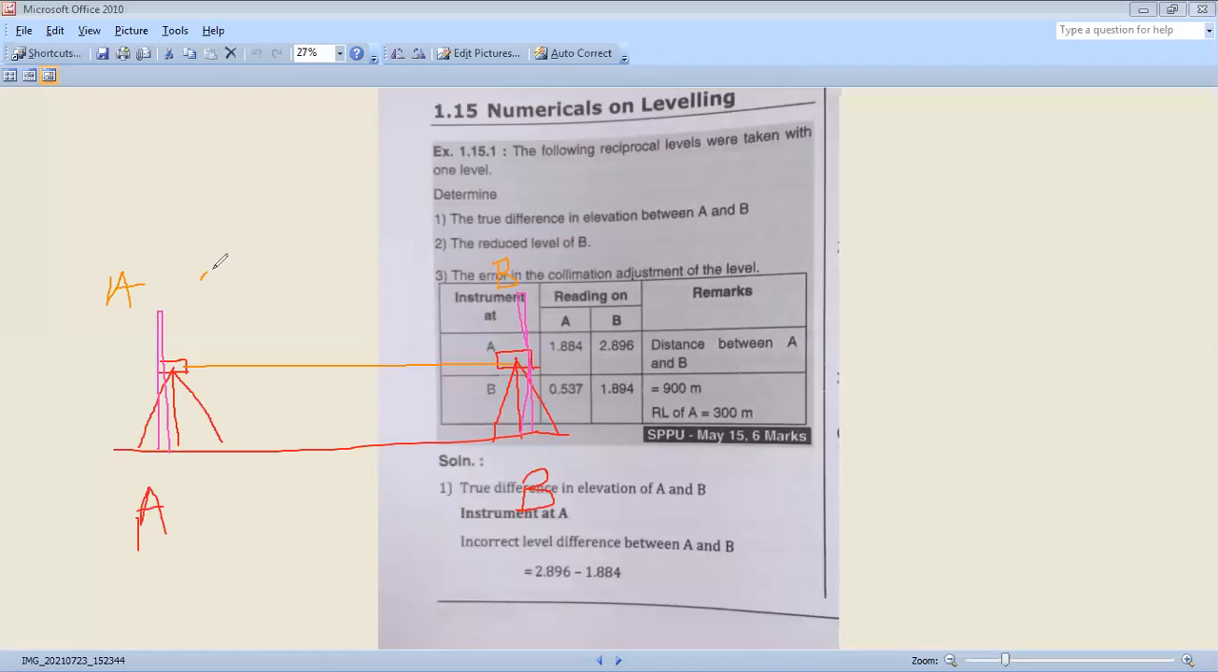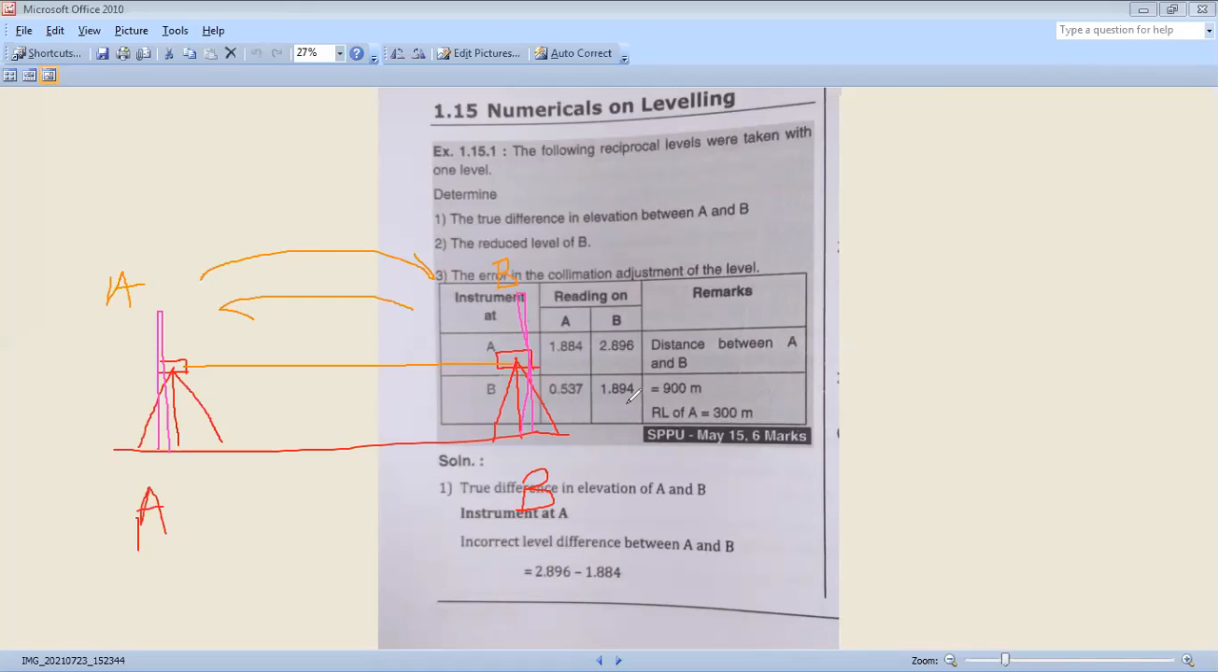Now you have changed the location of the instrument. Then you will get the inverse readings. When your instrument is at B and reading is also at B, you will get 1.894. And while the instrument is at B, your reading at the opposite end, that is A, will be 0.537. Okay. So this is the main scenario. This numerical is given to you. Now, how are you going to solve it?